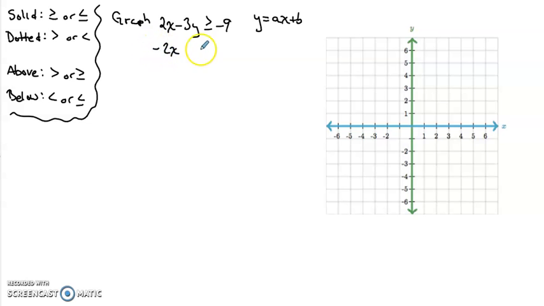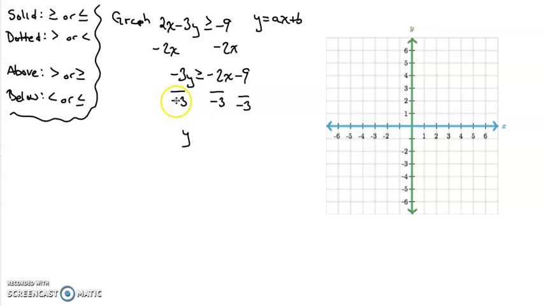Let's subtract 2x from both sides. When we do that, we're left with -3y is greater than or equal to -2x minus 9. We tend to write our x's first, just to stay consistent with this form. Now let's divide everything by -3, so that we'll have our y by itself.